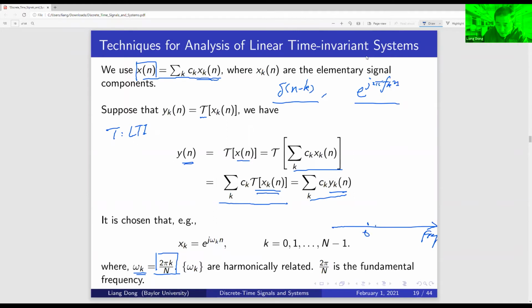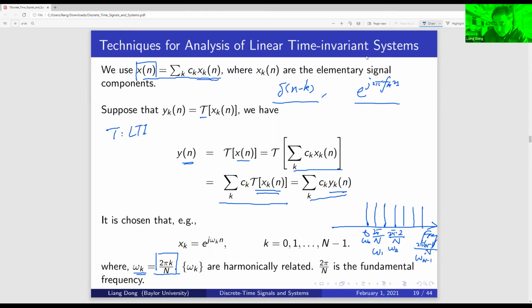from 0, and I have a frequency at 2 pi over N. This is my omega 1. Omega 0 is at 0. I have another spike here at 2 pi times 2 over N, when k equals 2. This is omega 2. And then we have all these equally spaced frequency spikes. We call those harmonically related, all the way to 2 pi times N minus 1 divided by N. This is my omega N minus 1.